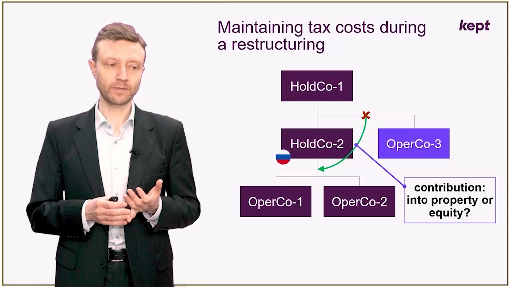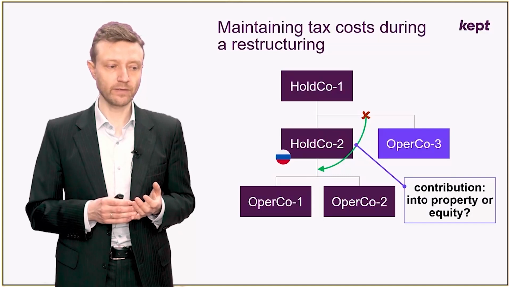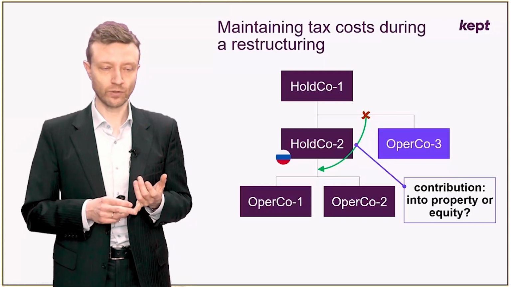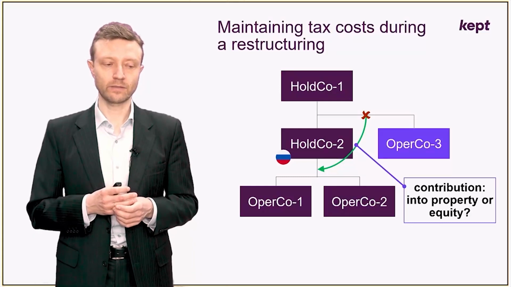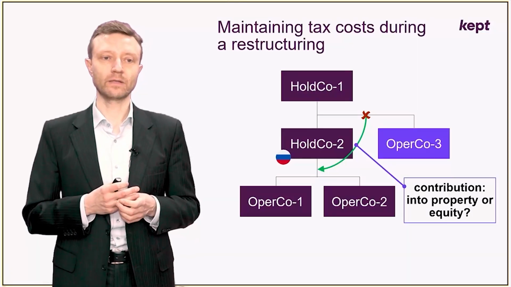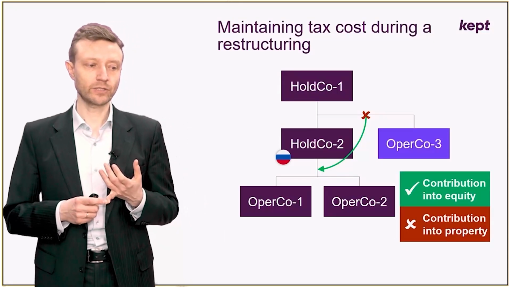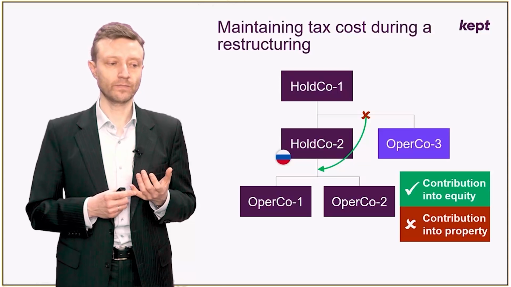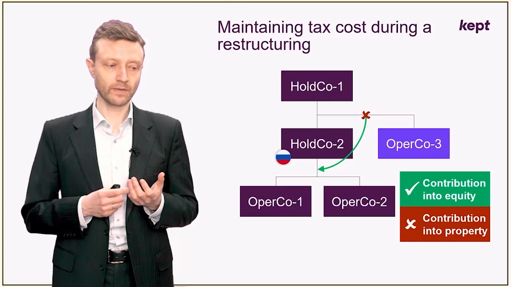From a legal perspective, there are 2 ways to contribute the operating company 3 to holding company 2. One would be contribution to property, so-called contribution to property or to assets, and the other one, more or less commonly used, is contribution to equity or into nominal or paid-in capital. There are differences. In Russia, when contribution into property is made, it unfortunately leads to loss of cost basis of the assets which were contributed to property.